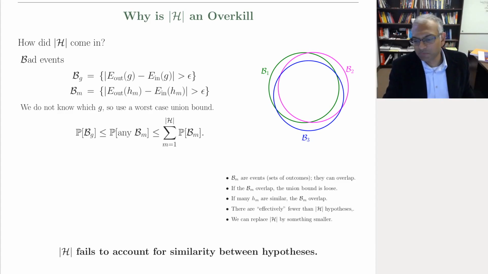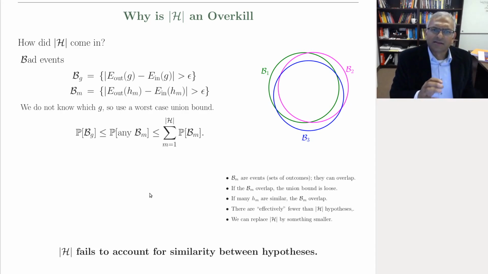And that's captured by this picture here, which shows the bad events. The green circle is the bad event for hypothesis 1. The blue circle is the bad event for hypothesis 2. The red circle is the bad event for hypothesis 3, and so on and so forth. The union bound says I'm going to bound the size of the union by the sum of the sizes. Well, in this case, it's clear that the size of the union is much less than the sum of the sizes.